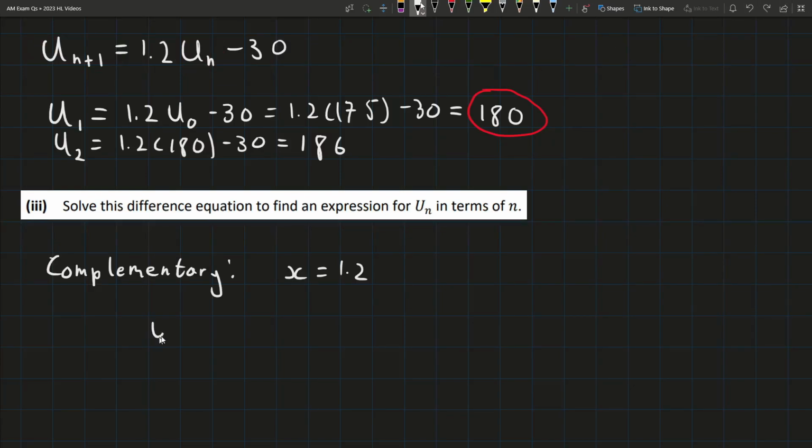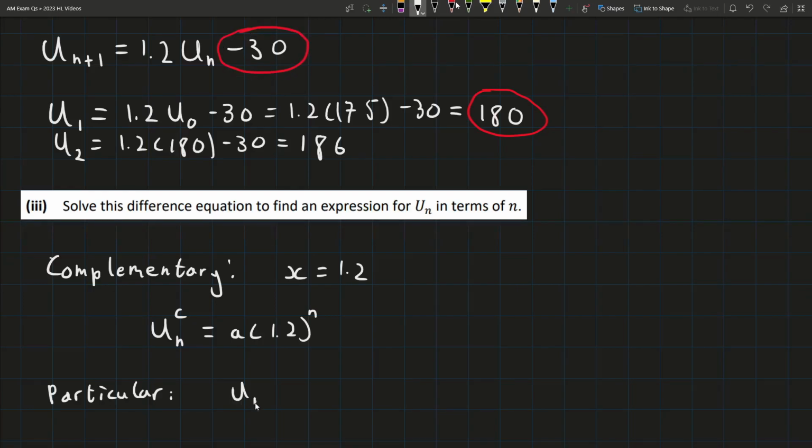So that means that un, our complementary solution, so I write a c there to denote that, is going to be equal to a times 1.2 to the n, but we can't figure out what a is until we figure out the particular solution. Now, since we see there's just a constant, we can guess that the form of un is just equal to some constant which we'll call b, since we've already used a. That means that un plus 1 will just be b as well, because there's no n's changing, it's just going to still be the b.